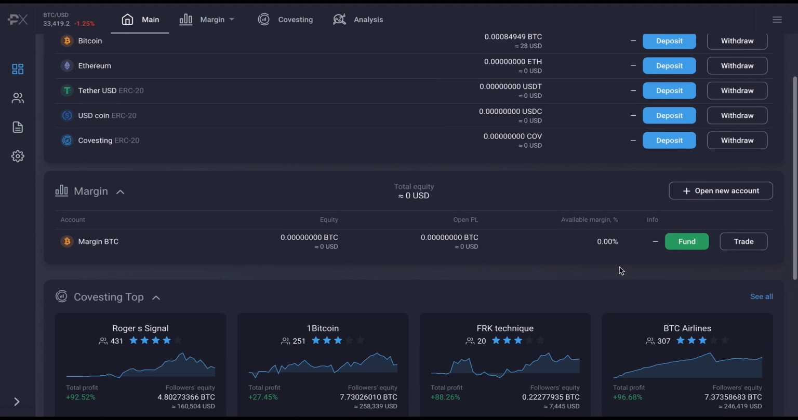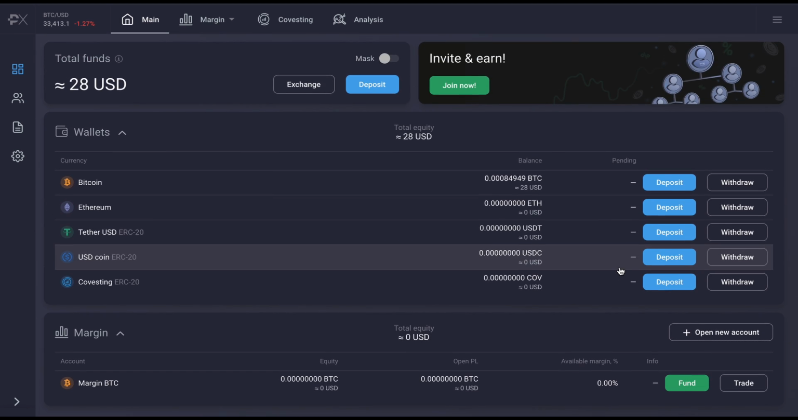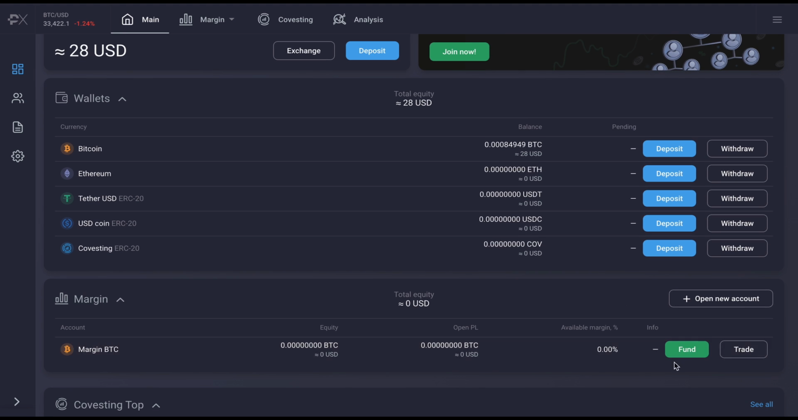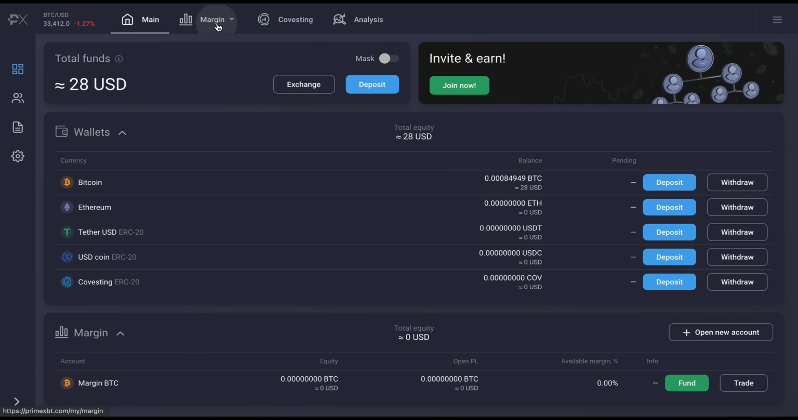So in order to use this platform, you will need to transfer from your wallet to your trading wallet. So it is a bit technical and you may need to learn how to do that, but essentially it is quite easy. All you have to do is you go to fund here, and these funds then get transferred over to your trading wallet. But let's talk about the different features of Prime XBT.